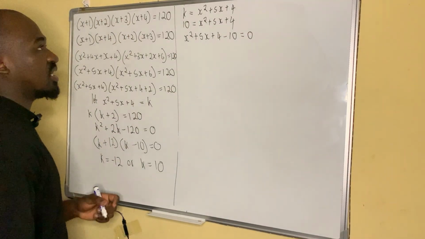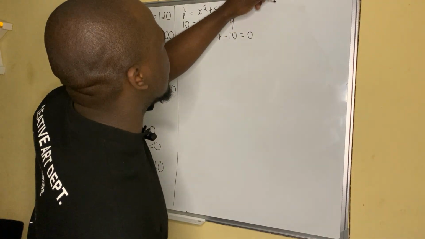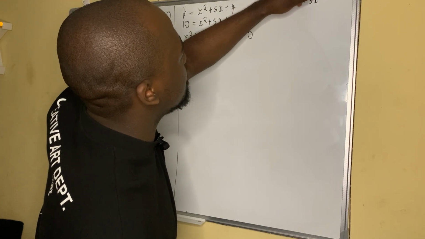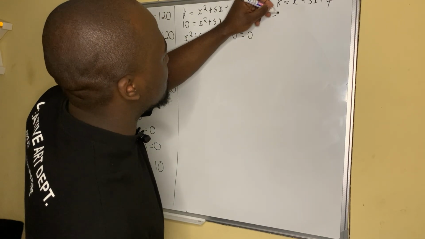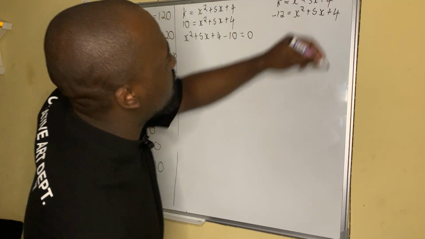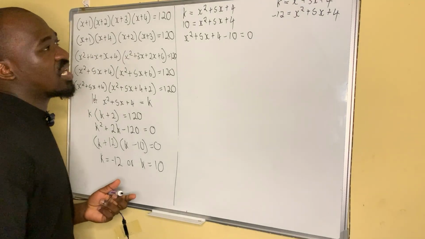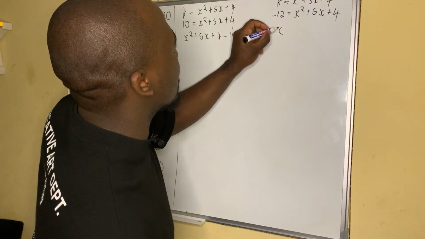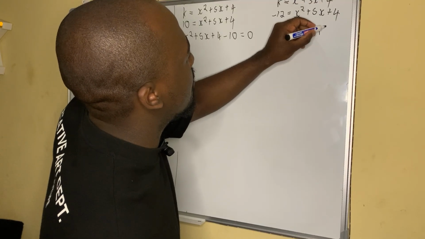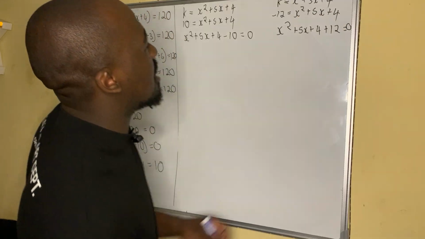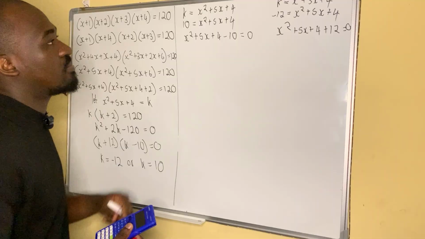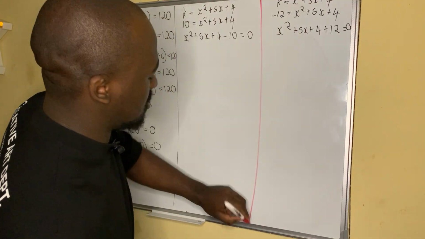We are also doing the same thing with negative 12. So we're going to say this side, our k equals x squared plus 5x plus 4, where we have negative 12 here, which equals x squared plus 5x plus 4. Then obviously, we take our 12 to that side. We're going to have x squared plus 5x plus 4 plus 12 equals 0. Let me separate here so that you can see everything properly.